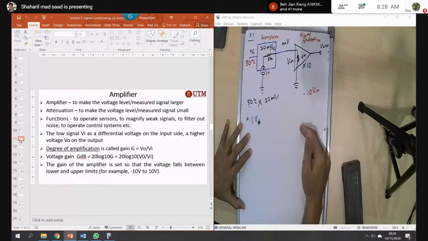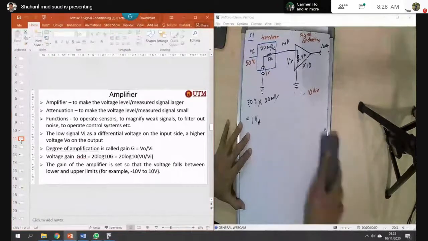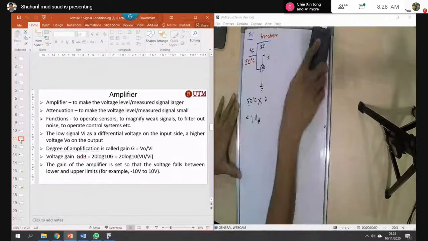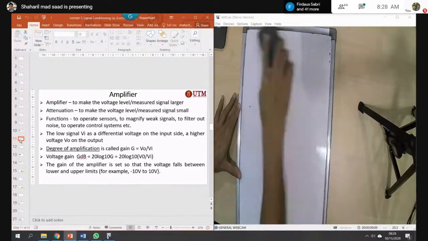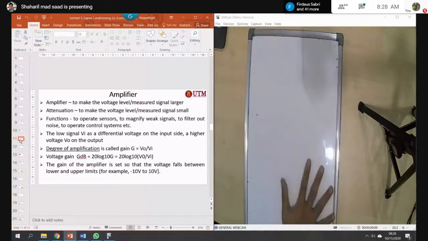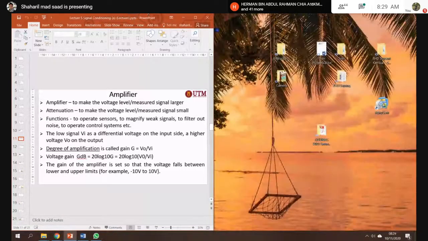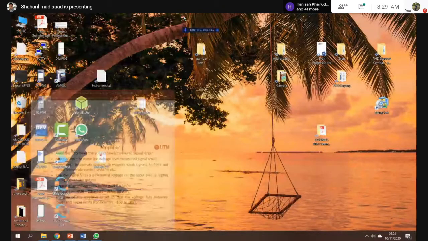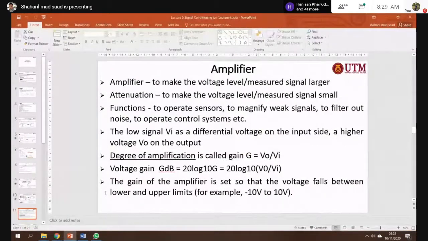Before that, you can see the input is 10 volt, right? When you ignore the loading and when you include the loading, the output will become 6.6 volt. So of course, when you have the loading, we call it the voltage drop a little bit. Okay, so let's move to amplifier.